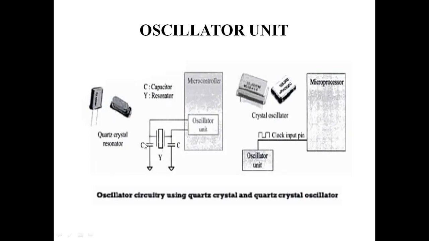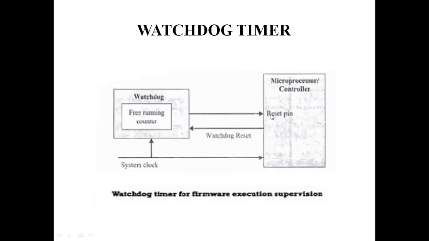Here we use the resonator and the capacitor in order to produce the clock signals. Whereas if we use the clock input pin of this oscillator unit, it will produce the clock pulses for the oscillator unit. I'm going to explain in detail. Certain devices may not have a built-in oscillator unit and require the clock pulses to be generated and supplied externally. The speed of operation of a processor is primarily dependent on the clock frequency.